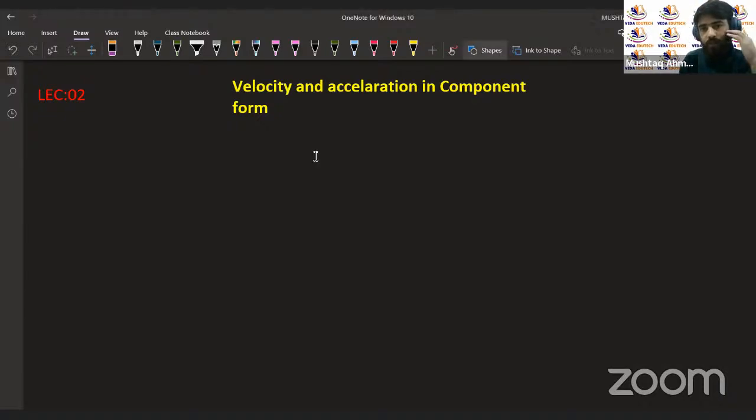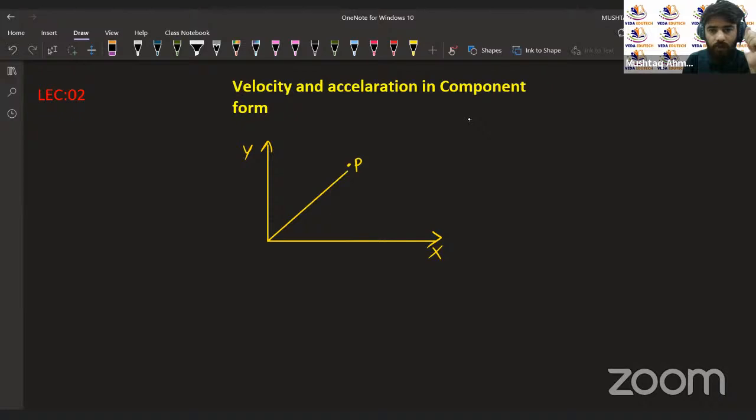So let's suppose that we have this Cartesian coordinate system, the XYZ system. This is our y-axis and this is our x-axis. And let's suppose that we have a particle P here. The particle is at position P, and the position of this particle is given by the position vector drawn from the origin of this Cartesian coordinate system. OP is the position vector, and we can denote it by this r vector.